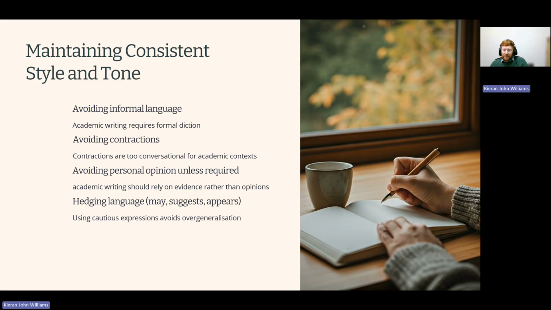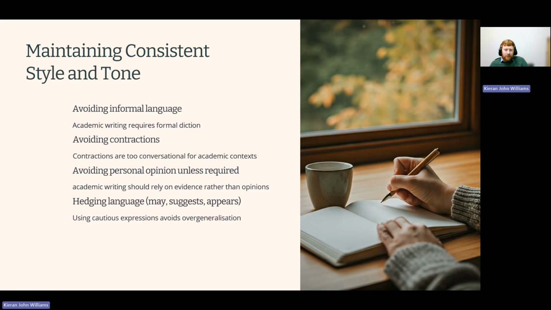Unless your assignment specifically asks for your personal reflection or argumentation, based on your own subjective views, most academic writing means you should rely on evidence and reason and analysis rather than phrases like I think, in my opinion, I believe. Okay? So for most of your time in higher education, you should be objective and detached rather than subjective and in the moment and feeling and emotional.